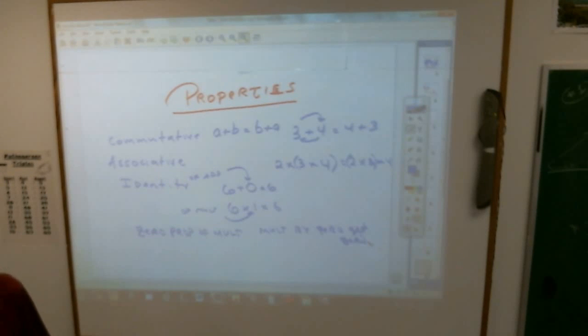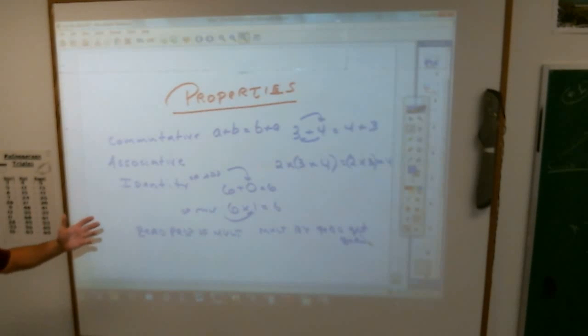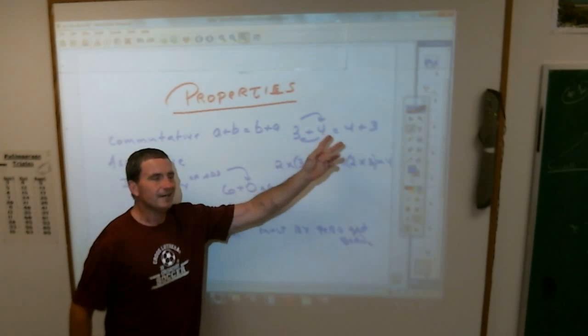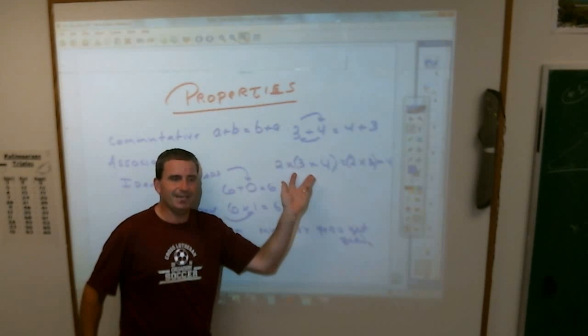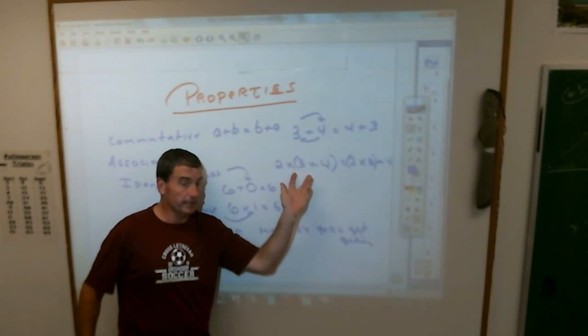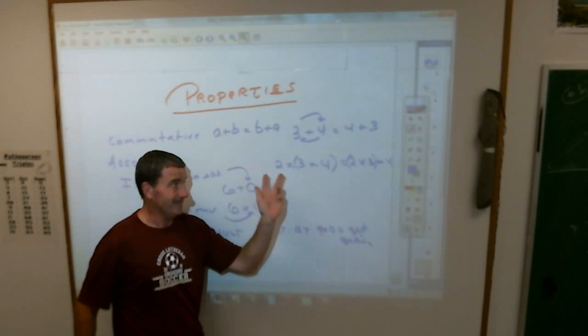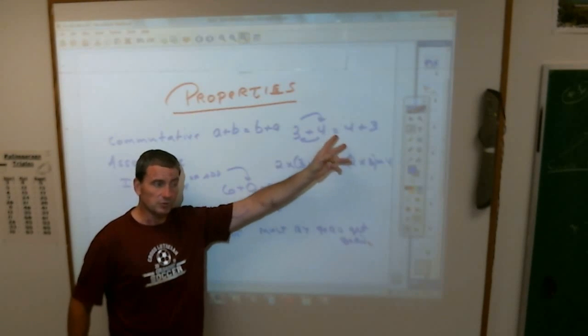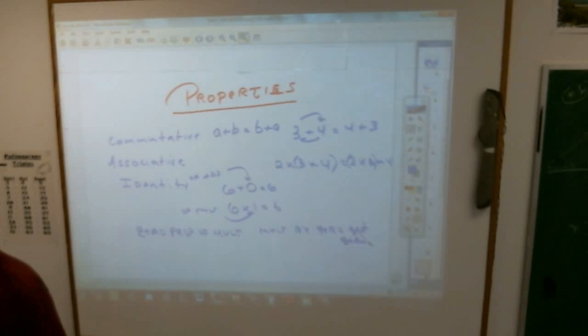How about letter B? 4 plus 5 equals 5 plus 4. Cameron? Exactly. Commutative property. Why? Because if you don't see parentheses, it can't be associative. Okay? If you don't see parentheses, it can't be associative. So those numbers moved, so it's the commutative property.